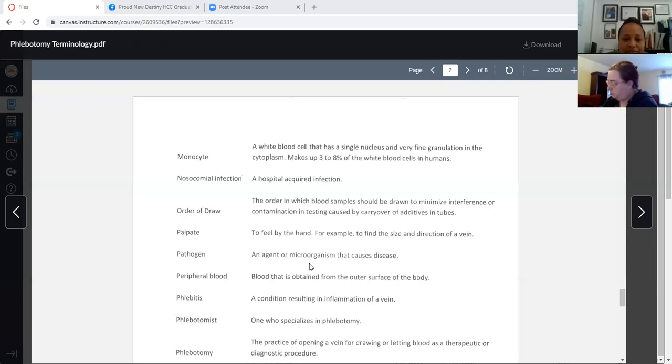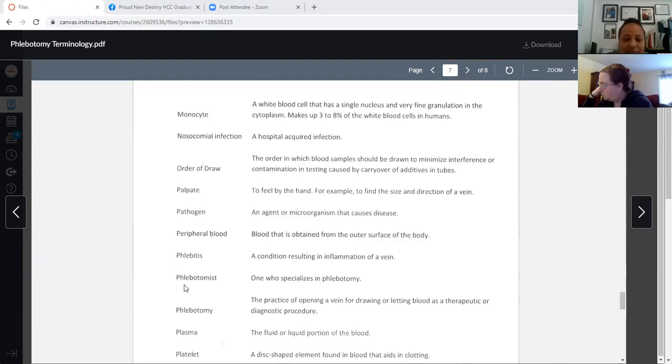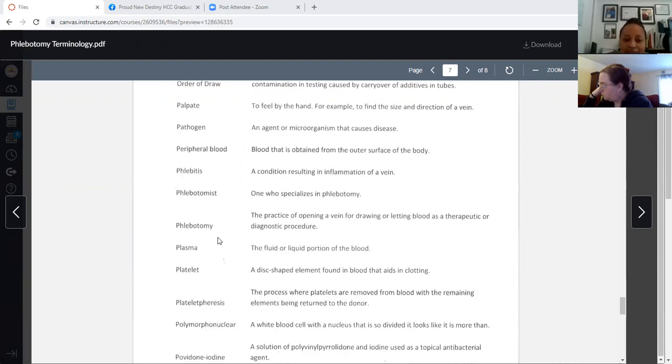Pathogen, an agent or microorganism that causes disease. Peripheral blood, that is blood that is obtained from the outer surface of the body. Phlebitis, a condition resulting in inflammation of a vein. Phlebotomist, that is one who specializes in phlebotomy. Phlebotomy is the practice of opening a vein for drawing or letting blood as a therapeutic or diagnostic procedure.